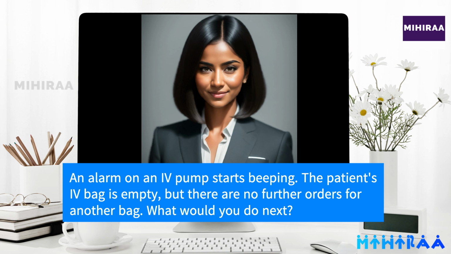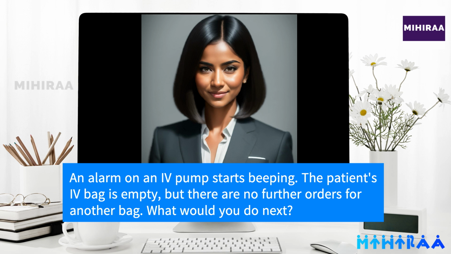When an alarm on an IV pump starts beeping and I notice that the patient's IV bag is empty without further orders for another bag, my immediate response is to ensure the patient's safety and address the situation promptly. The first step is to silence the alarm to reduce any stress it might cause the patient while I assess the situation.